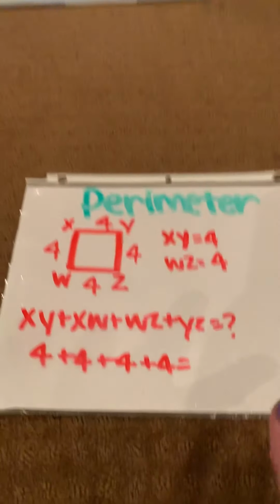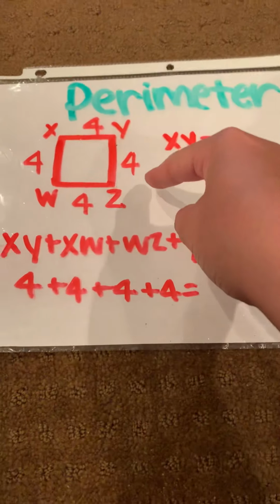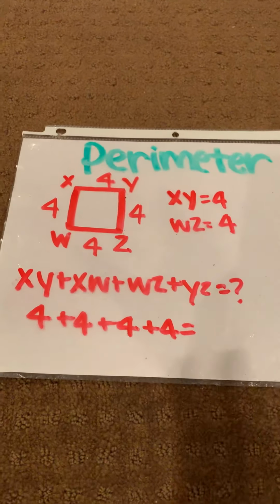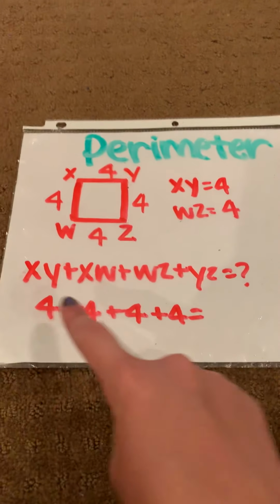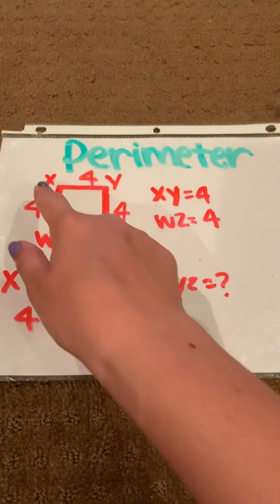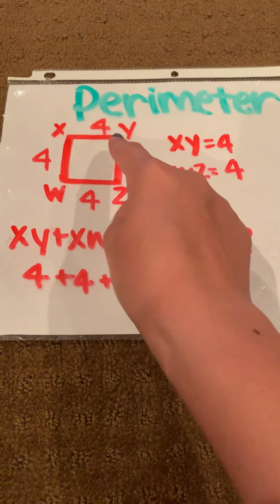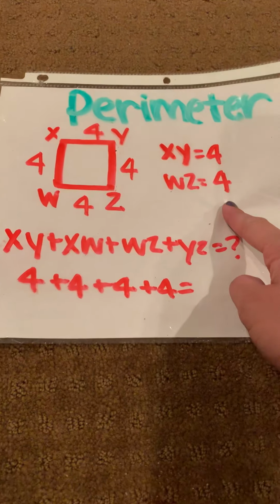Yet if we were doing something like a rectangle, you would probably have something like 4 and 2. So you would have uneven lengths of sides. And in order to find perimeter, you basically add up all of your sides. So we have x and y is going to be 4. This length here is 4. And then we have w and z is also a length of 4.